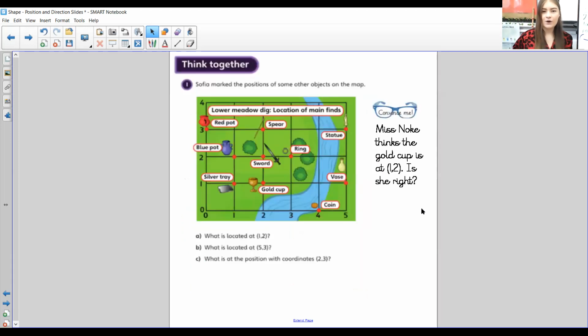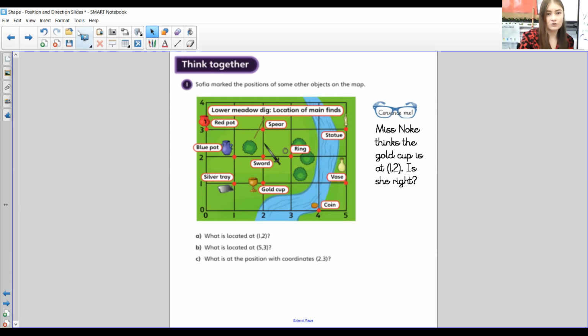So now that we know that, we are going to have a go at these. First of all, I want you to do 1, A, B, and C, and then I want you to have a go at the convince me. What is located at 1, 2? Let me just do a hand action to help you. B, what is located at 5, 3? And then C, what is at 2, 3? Have a go at those for me. Pause and have a go.